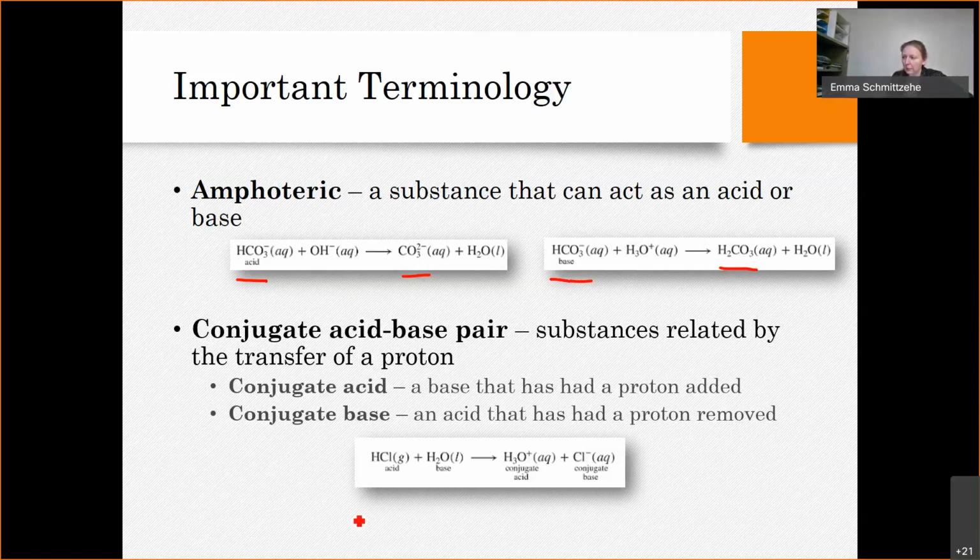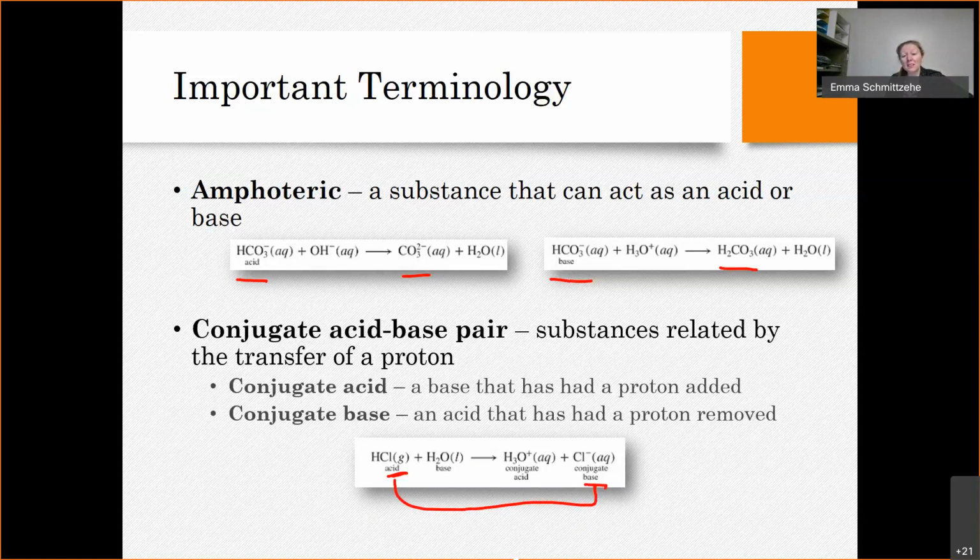I have an example down at the bottom here. We have HCl as an acid, and if we say that's an acid, that's something that's giving up an H plus. And when that gives up H plus, it forms Cl minus.